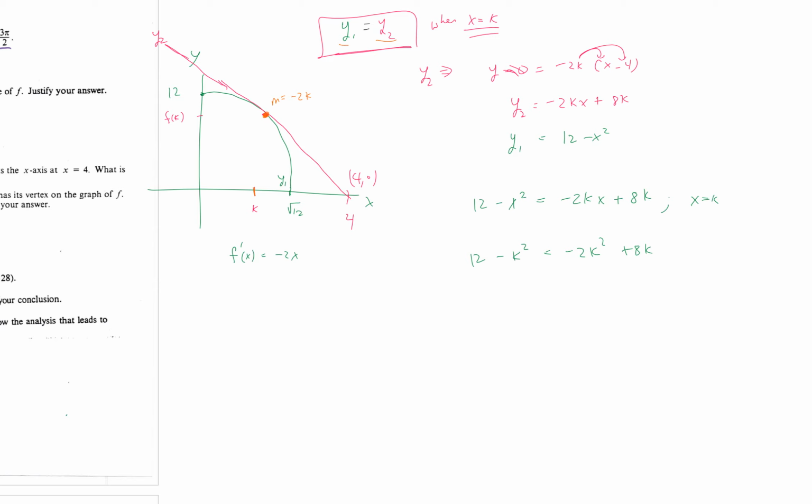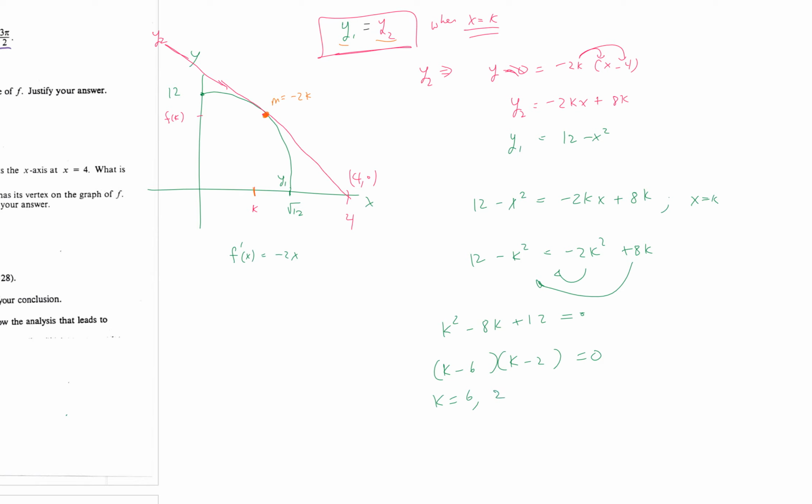I'm going to move everything to this side. So it's k squared minus 8k plus 12 equals 0. We're going to factor this. 6 times 2. So k minus 6, k minus 2. I have a temptation to put x every single time. So k equals 6 or 2.